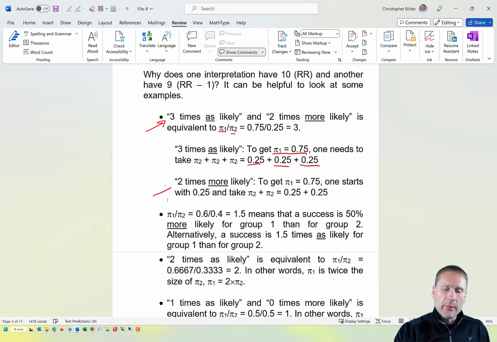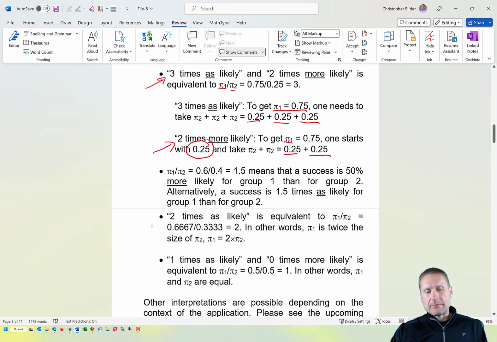Now the 2 times more likely, again, if I start with pi 1 of 0.75, what that more is basically saying is that, okay, you're already starting with a 0.25. How much more am I? Well, I need 2 of these 0.25s, when summed together, to get up to this 0.75. So that's why there's a difference between saying as versus more.